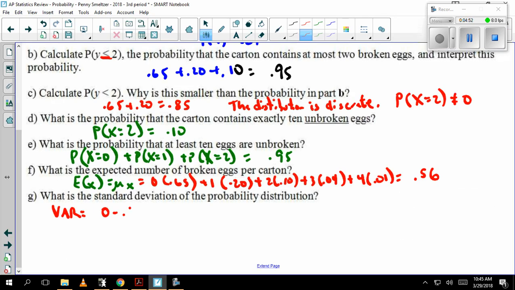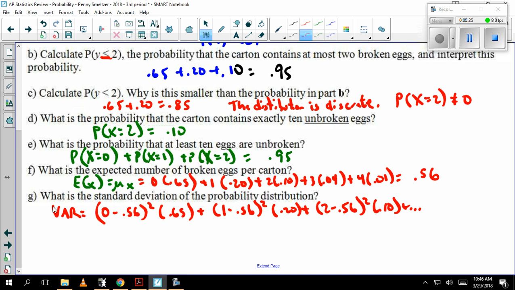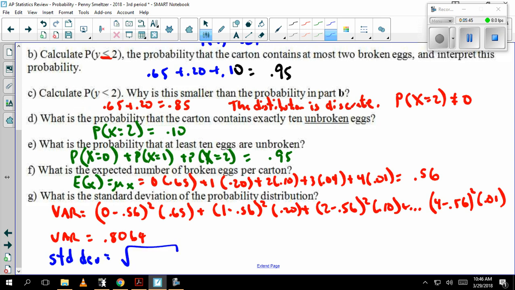The variance is going to be 0 minus 0.56 squared times 65%, plus 1 minus 0.56 squared times 20%, plus 2 minus 0.56 squared times 10%, all the way till I get to the 4 minus 0.56 squared times 1%. And again, you can trust me here that the answer is 0.8064. And if I wanted to find the standard deviation, like they've asked for here, I can just take the square root of 0.8064 to get 0.898.